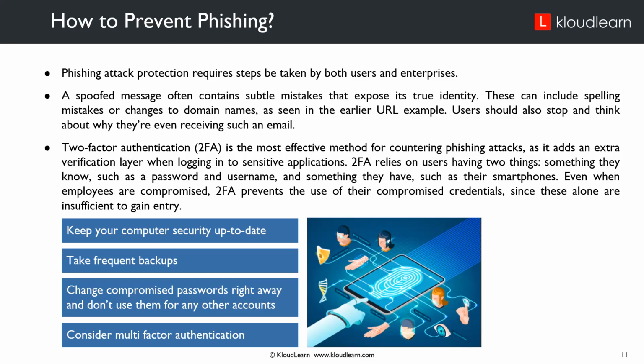Two-factor authentication, or 2FA, is the most effective method for countering phishing attacks, as it adds an extra verification layer when logging into sensitive applications. 2FA relies on users having 2 things: something they know, such as a password and username, and something they have, like a smartphone. Even when employees are compromised, 2FA prevents the use of their compromised credentials, since these alone are insufficient to gain entry.